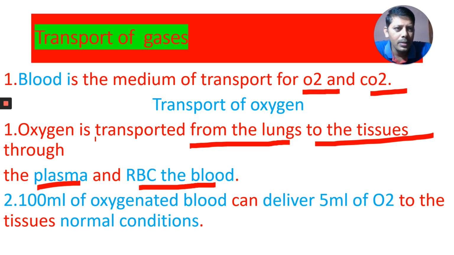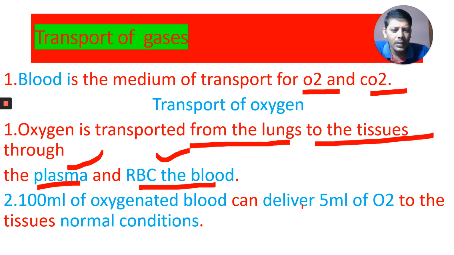You know that cockroach blood is colorless. Cockroach blood cannot transport oxygen to the tissues because of a lack of hemoglobin. In other animals like the earthworm, hemoglobin is present, but it is dissolved in the plasma. That is the typical invertebrate character. But in our body, hemoglobin molecules are present in the RBC, red blood cells. Oxygen is transported from the lungs to the tissues through plasma and through RBC present in the blood.